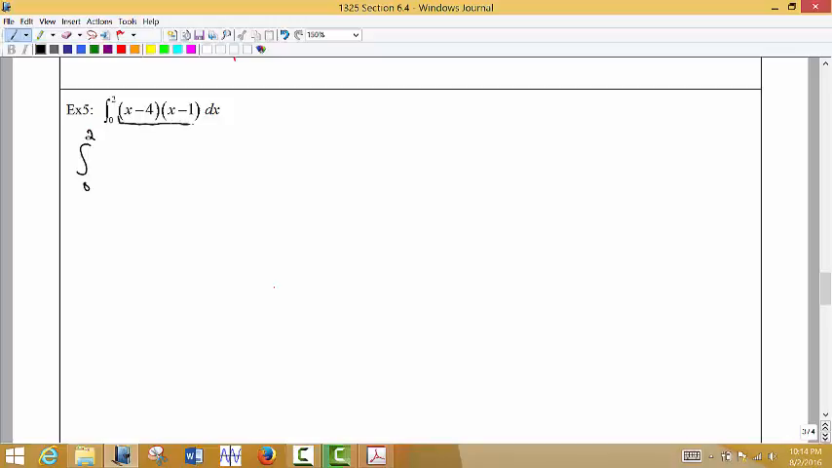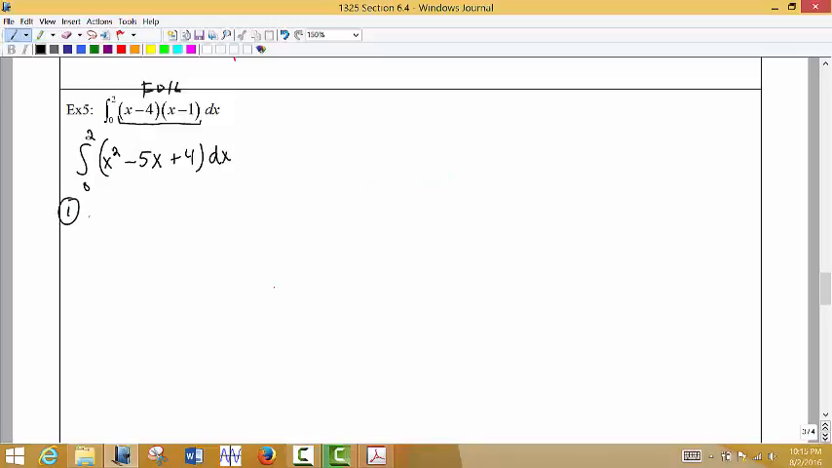Now, what we want to do is rewrite the integrand to be as simple as possible, and I think the easiest way to deal with this would be to write it as terms and to go ahead and FOIL. So I'm going to FOIL that, and I get x squared minus 5x plus 4 as a result of that FOILing.